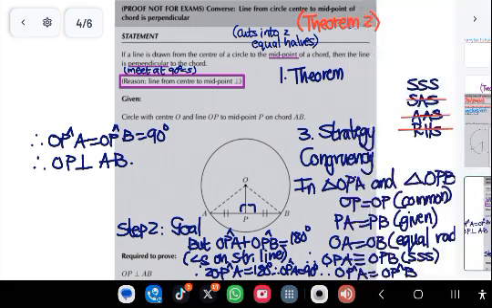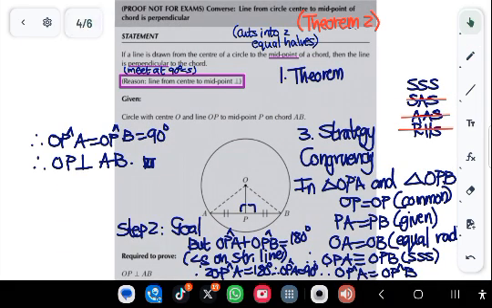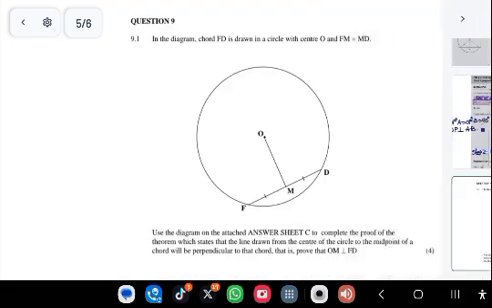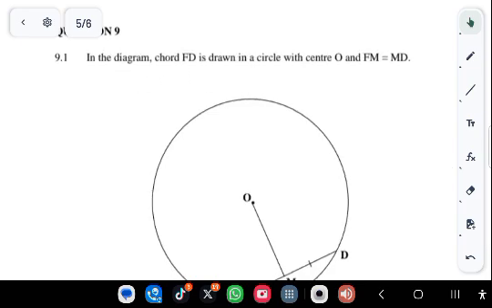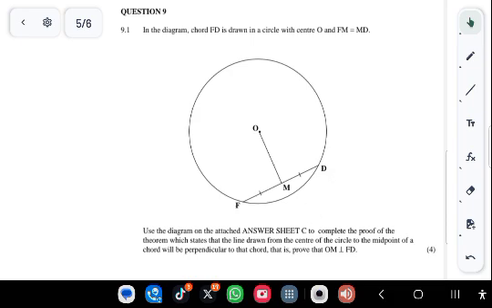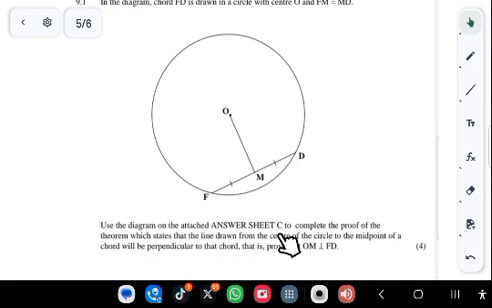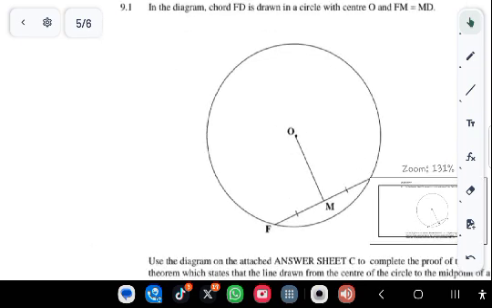All right, now that the theorem is proven, let's move on to applications of the theorem. Question 9 from a past paper says, in the diagram, chord FD is drawn in a circle with center O and FM equals MD. This is the theorem we just proved. Use the diagram on the attached answer sheet to complete the proof of the theorem, which states that the line drawn from the center of a circle to the midpoint of a chord will be perpendicular to that chord. That is, prove that OM is perpendicular to FD. All right, that's what we just did. Okay, let's go.